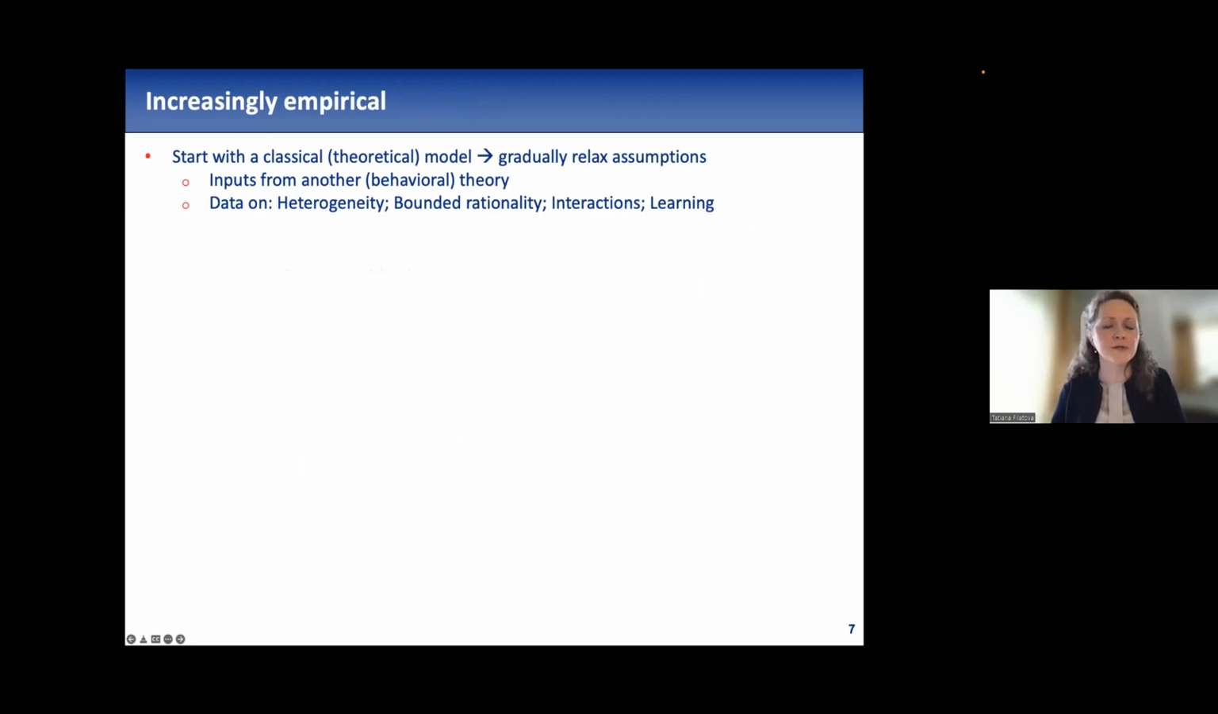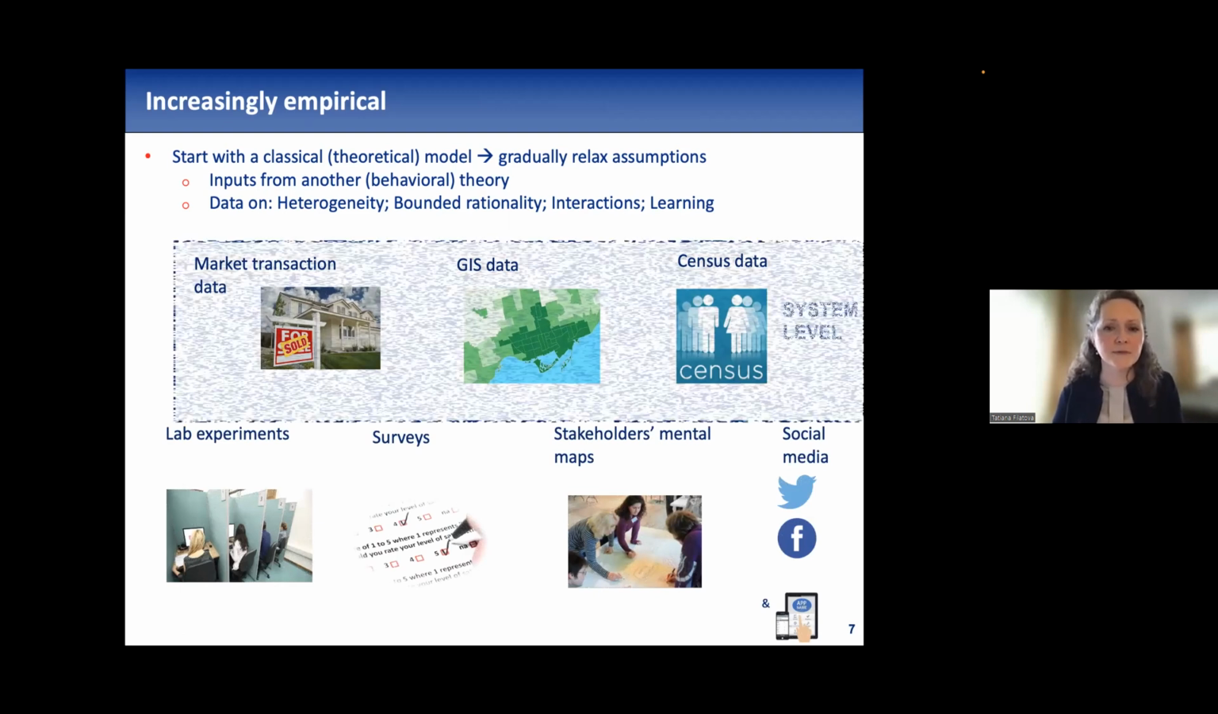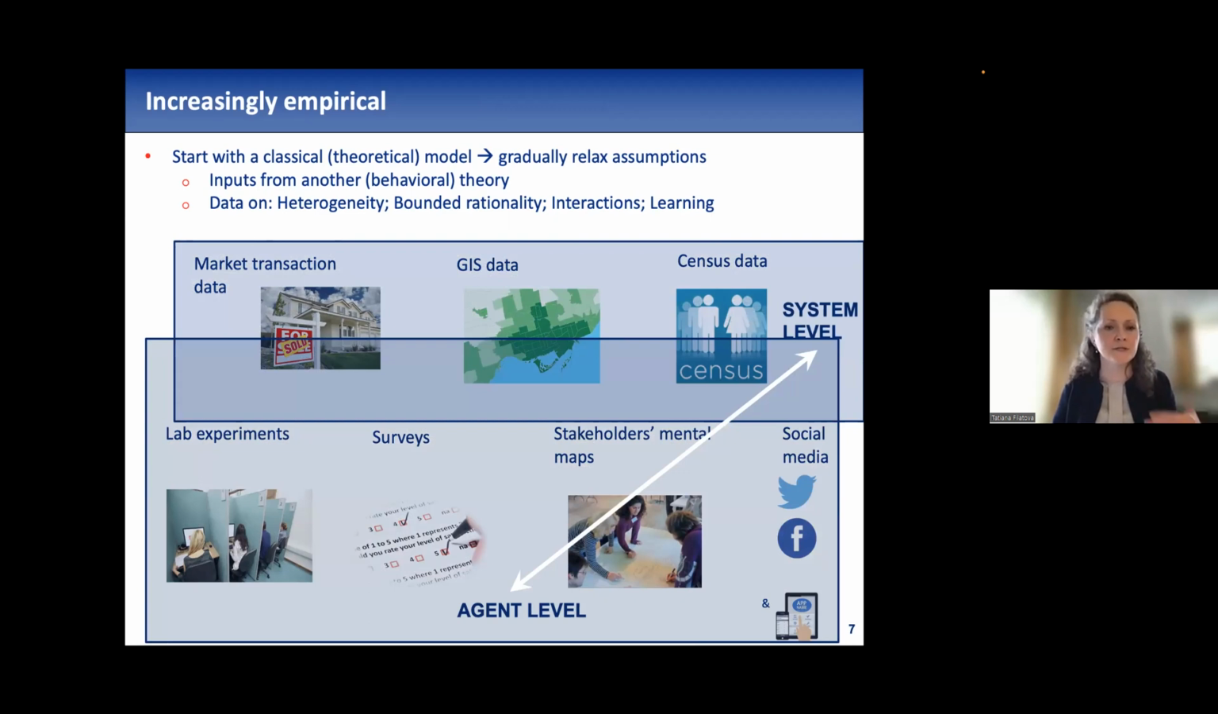Very often we start with some sort of classical theoretical model where the assumptions are relaxed, usually with the help of one or a few behavioral theories and data on heterogeneity, on the representation of bounded rationality, on the representation of interactions and social networks in the model, as well as learning. A variety of data is being used both on the system level, but also on the agent level. So we increasingly use data from lab experiments, surveys, and participatory work and social media now.